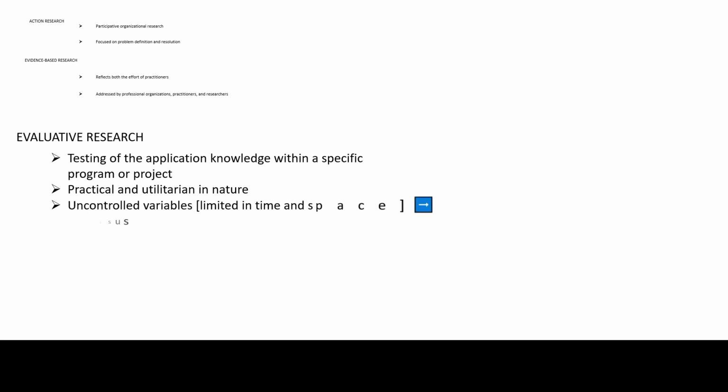Evaluative or evaluation research, as a type of applied research, has as its primary goal not the discovery of knowledge, but rather a testing of application of knowledge within a specific program or project. Thus, it is usually practical or utilitarian in nature, and it is generally less useful than basic research for developing theoretical generalizations. They are usually limited in terms of time and space, and if the evaluative researcher has a vested interest in the project being evaluated, he or she is highly susceptible to bias.